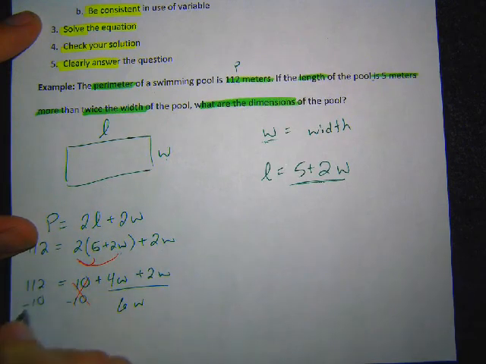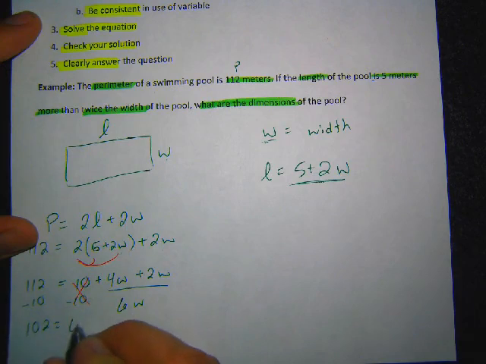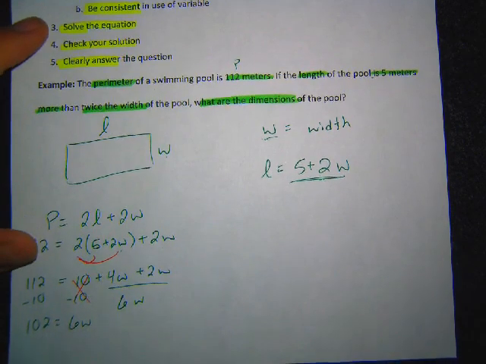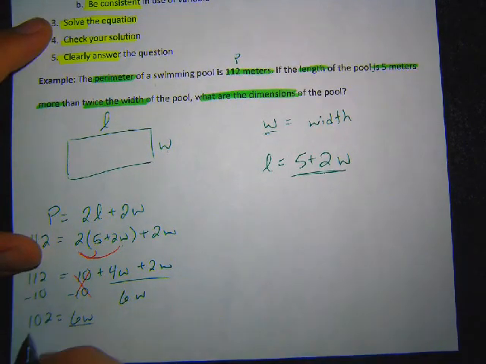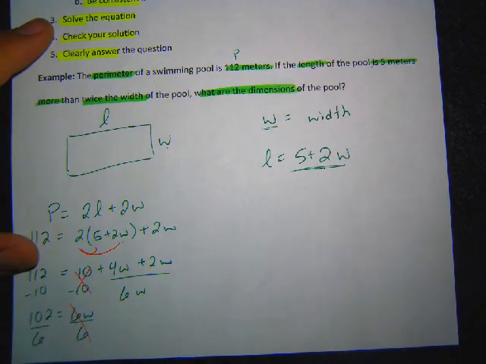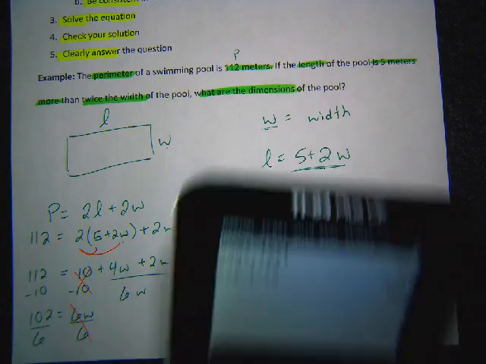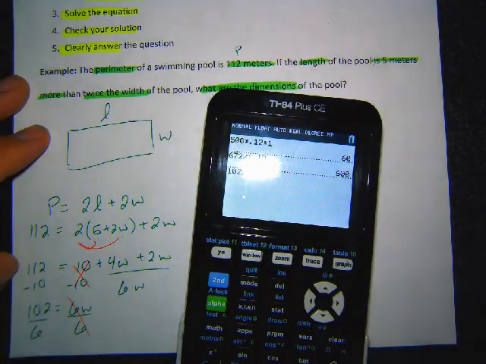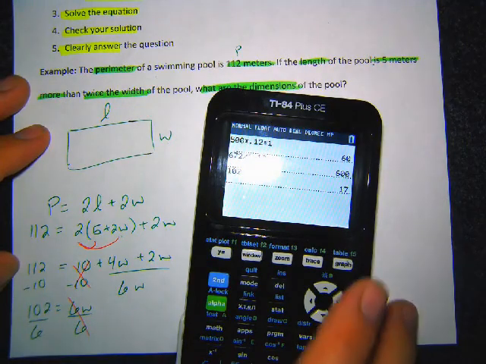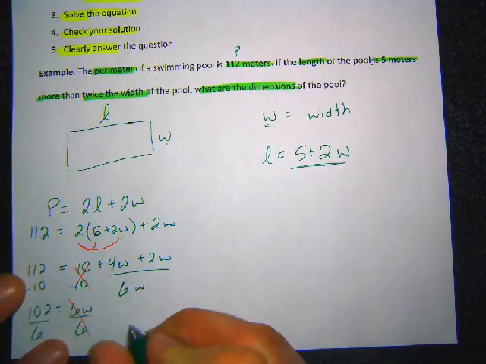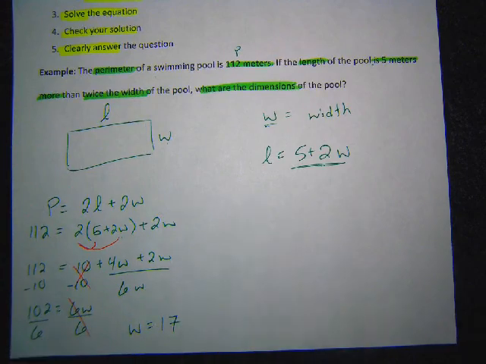So 112 minus 10 gives me 102. 4 plus 2 is 6W. So I got 102 equals 6W, and then divide by 6. To get rid of that multiplication, we're going to divide. So we take 102 divided by 6, whatever that is. I'll pull out my calculator. It's not cheating, but I don't want to do that in my head, so I use my calculator, and we find out that the W, the width, is 17.